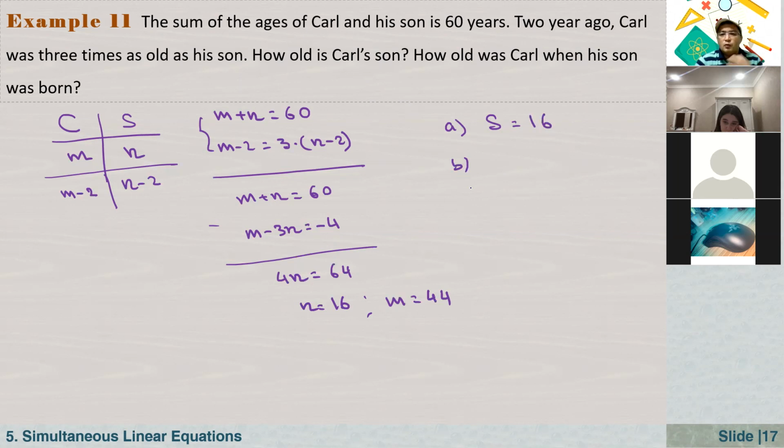B, how old was Carl when his son was born? Actually now Carl is 44. His son was born 16 years ago. So that is 44 minus 16, that's equal to 28. So Carl was 28 years old when his son was born.